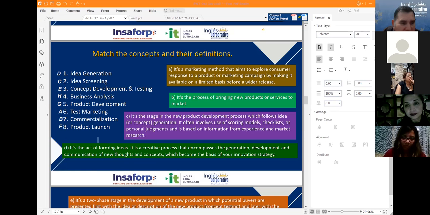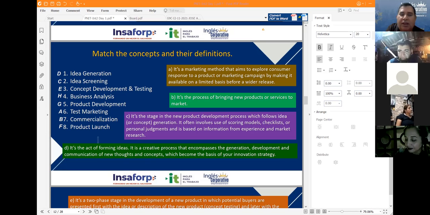Those are the answers. I hope that you have them that way. Okay, let's say the idea generation, creating the concept. It's the act of forming ideas. It is a creative process that encompasses the generation. Notice that the word is telling you, encompasses the generation, development, and communication of new thoughts and concepts, not products. Thoughts and concepts, yeah, which become the basis of your innovation strategy.